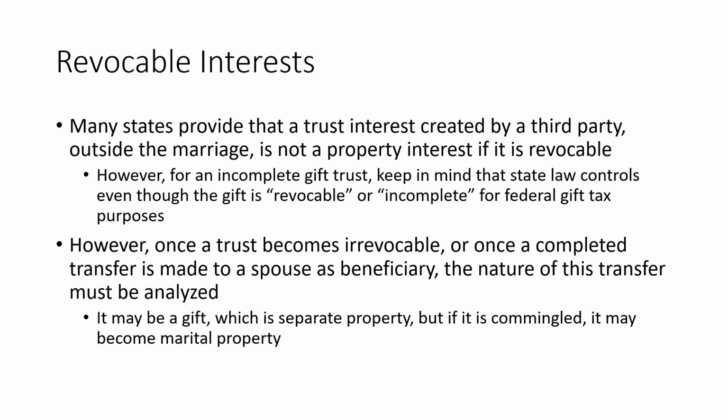In particular, once a trust becomes irrevocable, or once a completed transfer is made to a spouse as a beneficiary, maybe by a distribution from a revocable trust or from an incomplete gift trust, then that transfer is complete and must be analyzed in that context at the time. What I want to note is that a transfer to a spouse might be a gift, which is the spouse's separate property, and would be taken into account in that light depending on the circumstances. But if that property is commingled, it may become marital property as well.